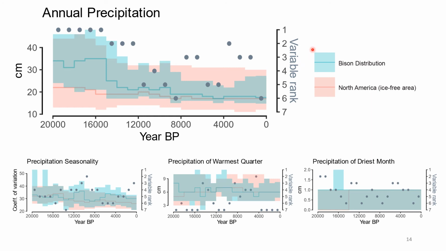Annual precipitation and other precipitation variables are shown here. You can see that annual precipitation was important for predicting the distribution of bison, especially for about the first 8,000 years of this study, so between 20 and 12,000 years ago. And you can also see that the precipitation experienced by bison used to be much higher than the typical continental climate, but over the course of time, those two values have basically converged.